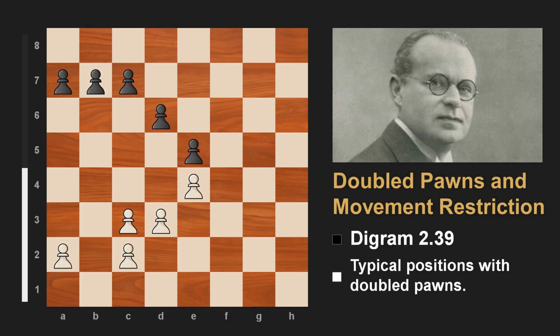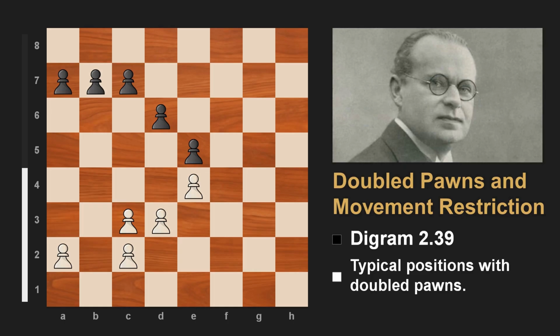2. Typical positions with doubled pawns. Doubled pawns as a means of attack. White pawns: a2, c2, c3, d3, e4, or c3, c4 instead of c2, c3. Black: a7, b7, c7, d6, e5. The strongest position for white is the one that occurs after d3, d4. This position must be maintained as long as possible.